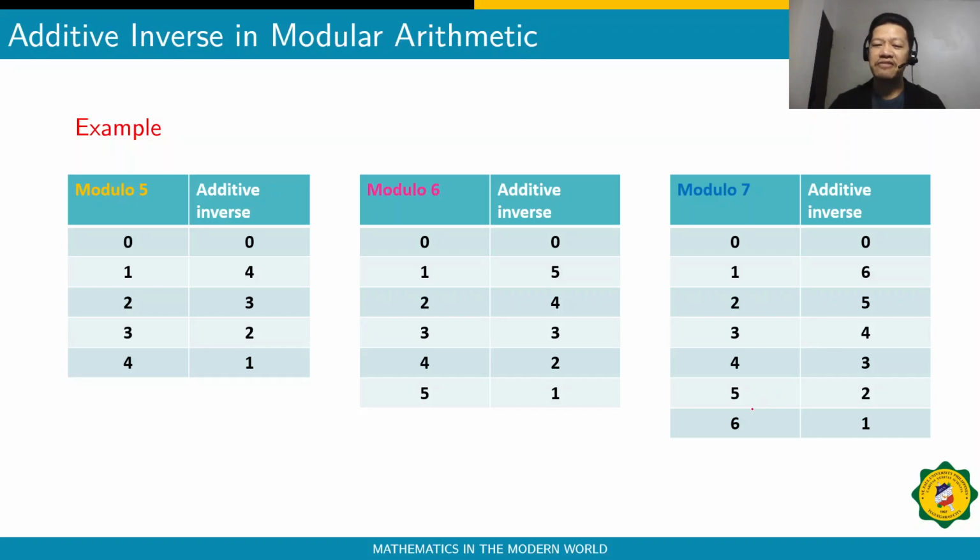So say, for example, what's the additive inverse of 5? It's 2, because if you add 5 plus 2, that gives you 7, which is equal to the modulus. And to check whether it is 0 modulo 7, 7 modulo 7 is equal to 0, because if you divide 7 by itself, it gives you a remainder of 0. So that's how to get the additive inverse.